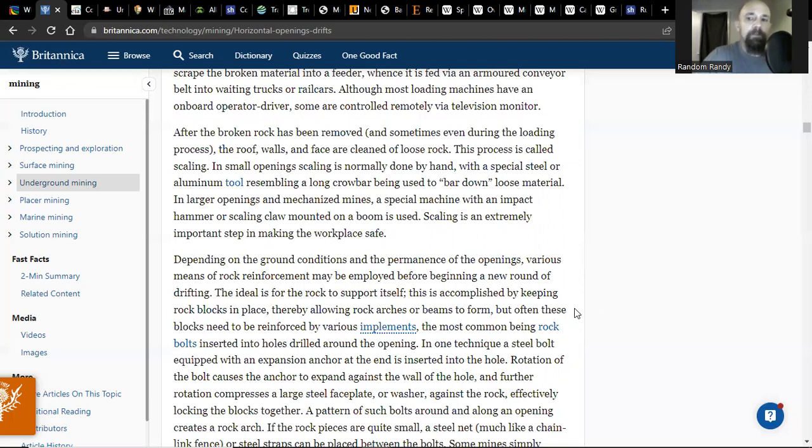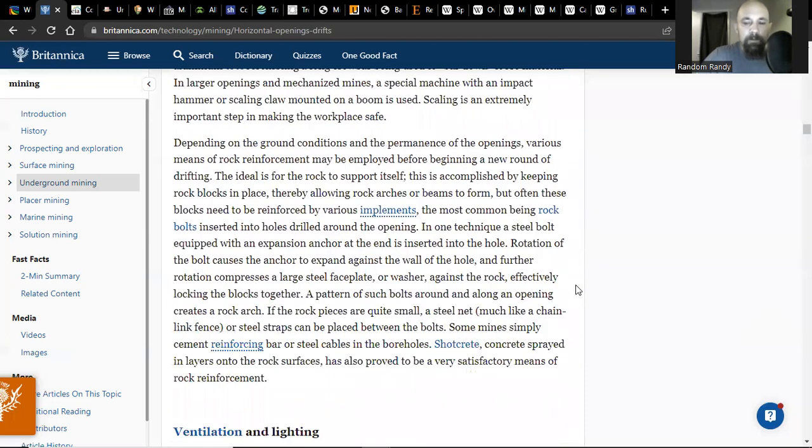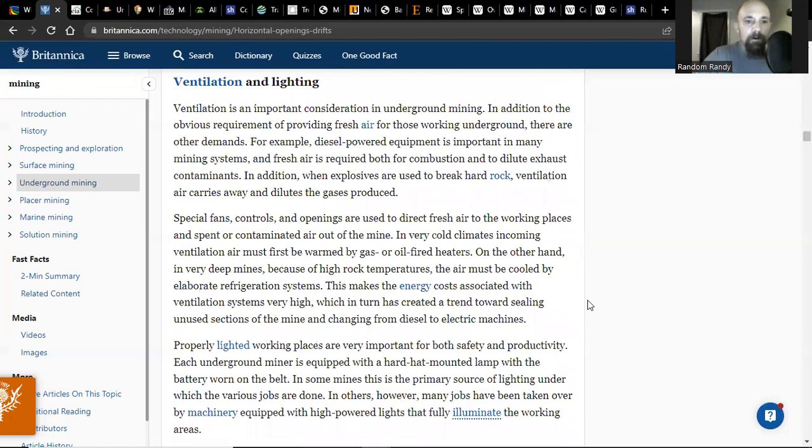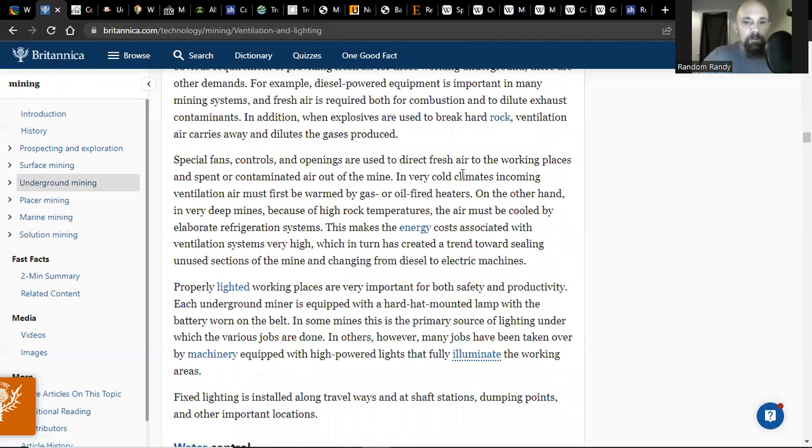So there's this interesting cycle that happens where we are using the end result of mining for building, whether underground or above ground. So ventilation and lighting, like I said, shafts are put in, fans and controls are used to direct fresh air, keeping people alive down there, right? Now, there are high rock temperatures underground. Some of this has to do with radioactive decay. Some has to do with just the pressure being applied to the stone and surrounding areas.